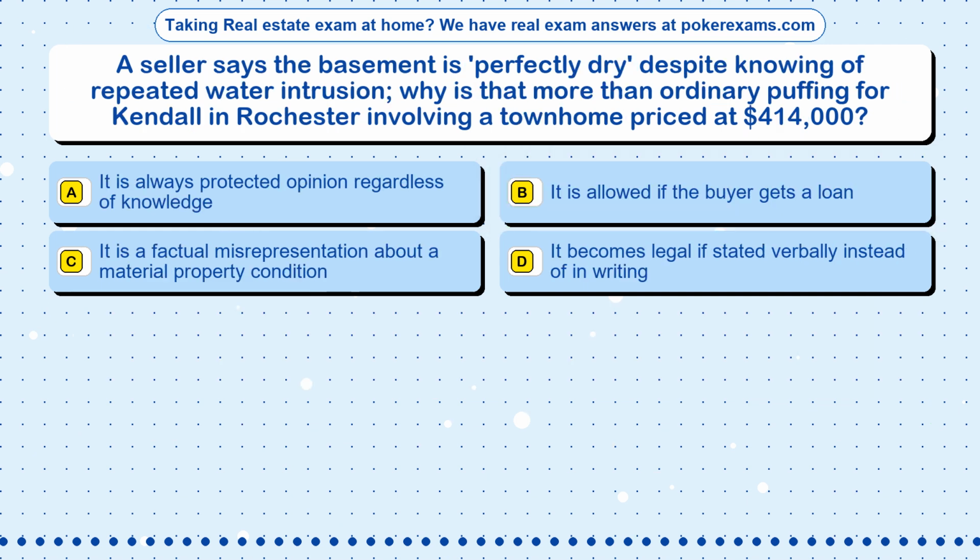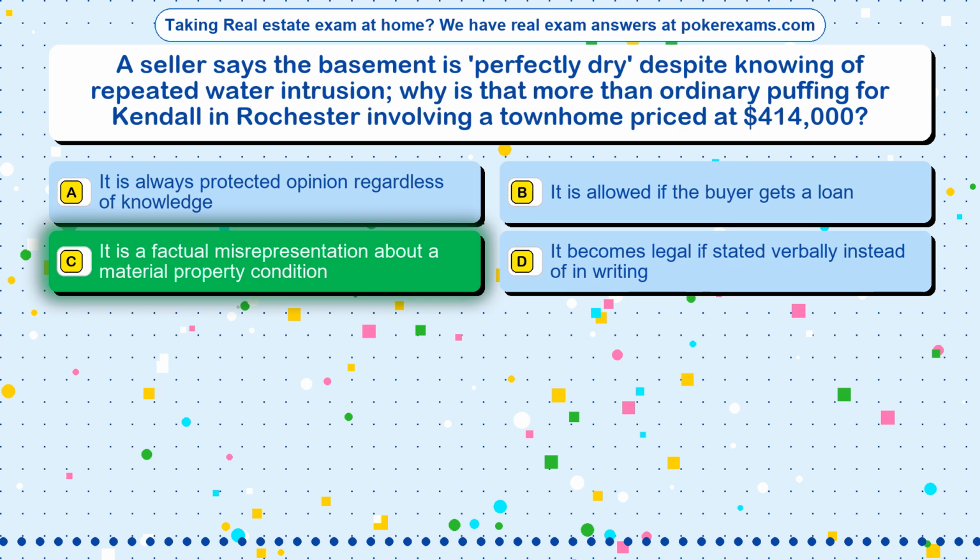Question 63. A seller says the basement is perfectly dry despite knowing of repeated water intrusion. Why is that more than ordinary puffing for Kendall in Rochester involving a townhome priced at $414,000? Option A. It is always protected opinion regardless of knowledge. Option B. It is allowed if the buyer gets a loan. Option C. It is a factual misrepresentation about a material property condition. Option D. It becomes legal if stated verbally instead of in writing.